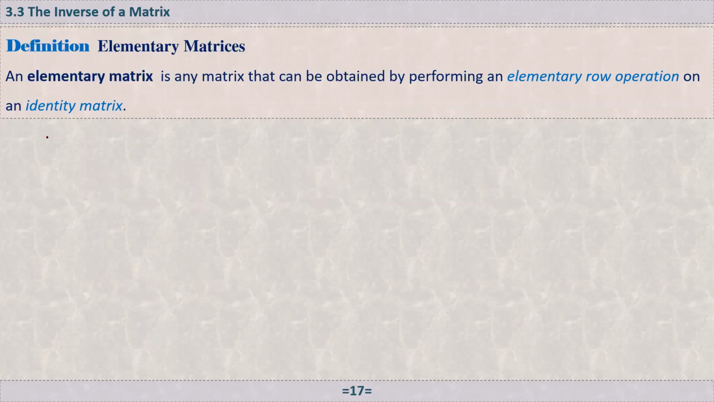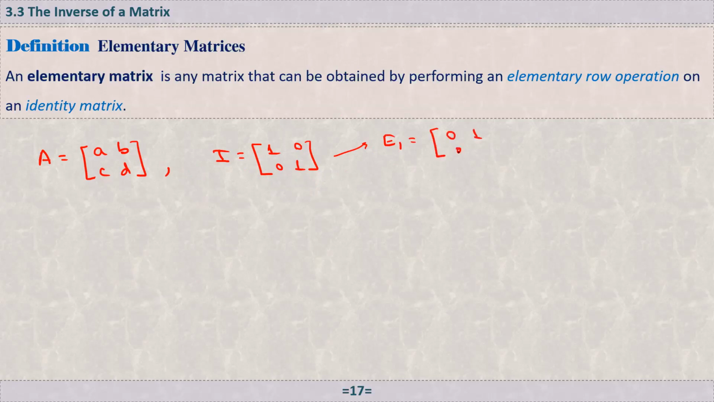Because if you're given any matrix, let's say A, B, C, D, and here we have the identity matrix, 1, 0, 0, 1. How many elementary row operations can I apply on this? 3, right? The first one is we can interchange the first row with the second row. Let's say it's the first type. So here we will have 0, 1, 1, 0. Just interchange the first and second.